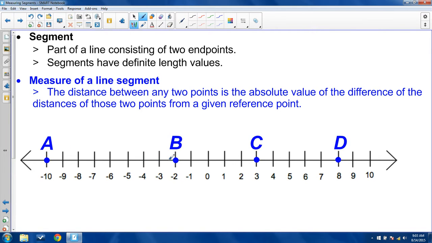But you won't always get those numbers specifically. It might be a little more vague. So there are different ways to measure a line segment. Let's go through a few of them here.